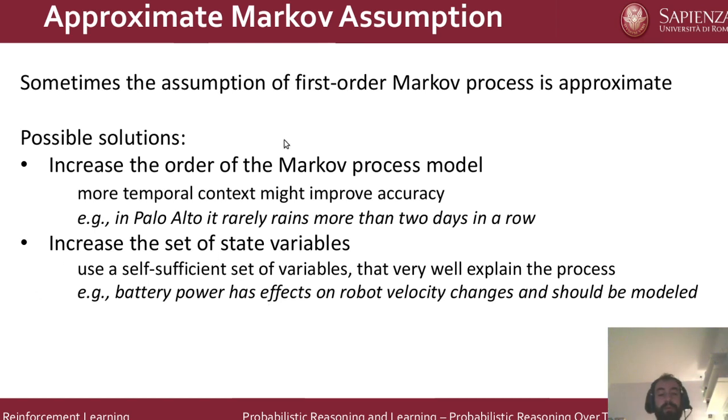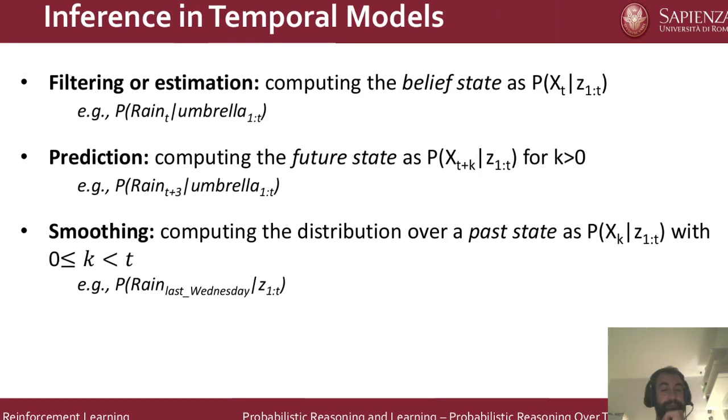So for example, if you know that the battery power has an effect on the robot velocity, then this battery power information should be part of the state, so that you don't have to keep track of any other previous state except looking at the previous one and consider what is the value of the random variable battery.